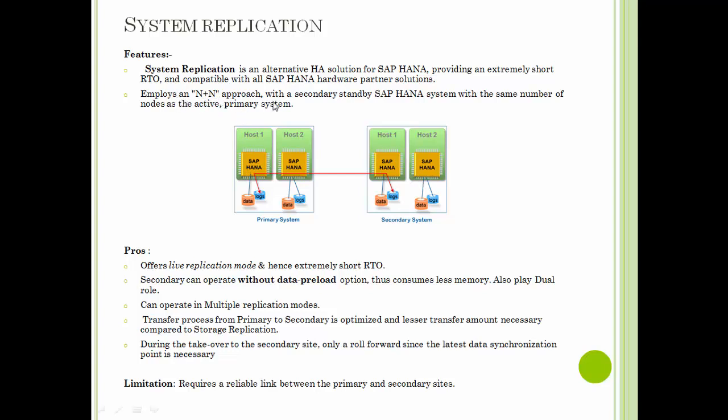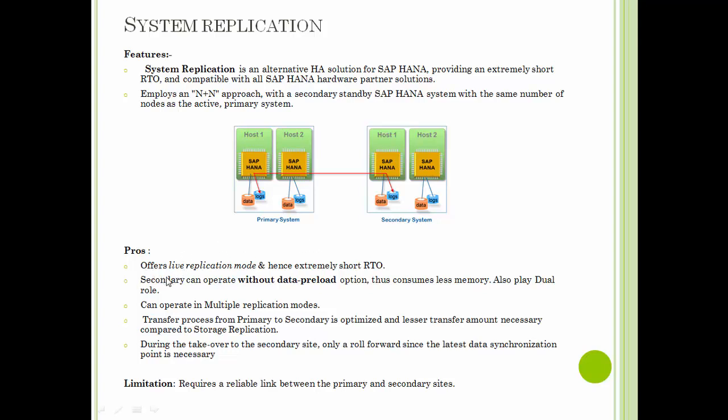This employs an n plus n approach with a secondary standby SAP HANA system with the same number of nodes as the active primary system. So the configuration at primary and secondary should be the same. You see two instances here at primary, so even the secondary should have two instances. Exactly the same architecture is needed to support system replication. But much advancement is now happening to have an n plus 1 plus n approach, but that is still to be implemented.